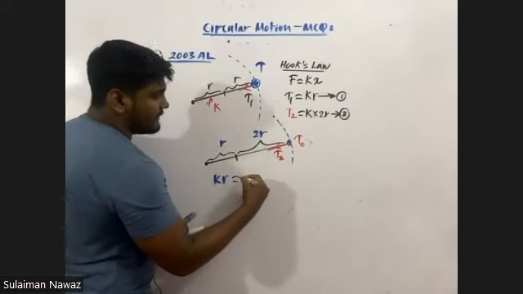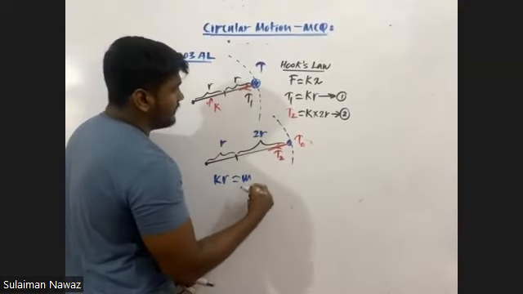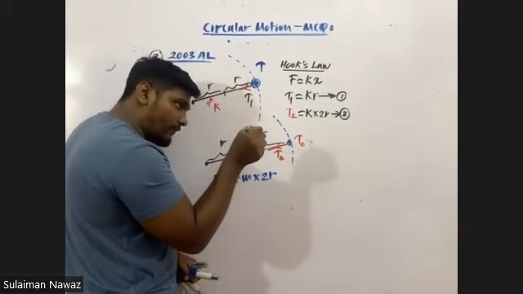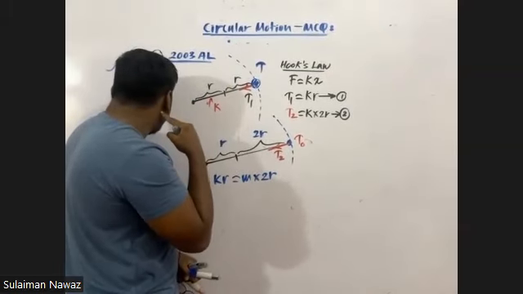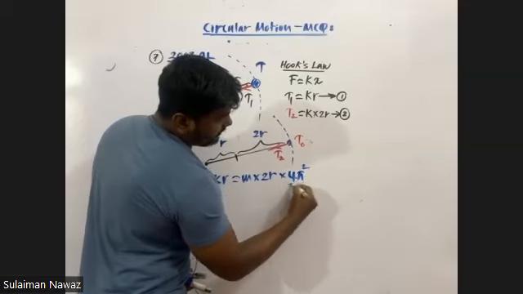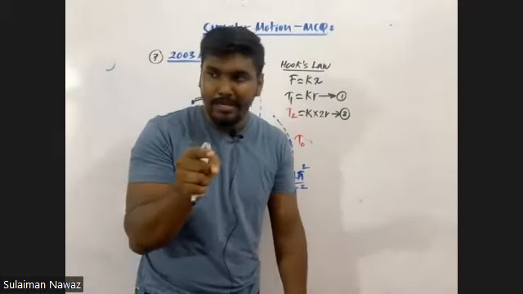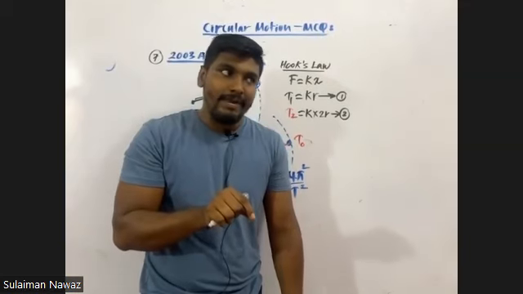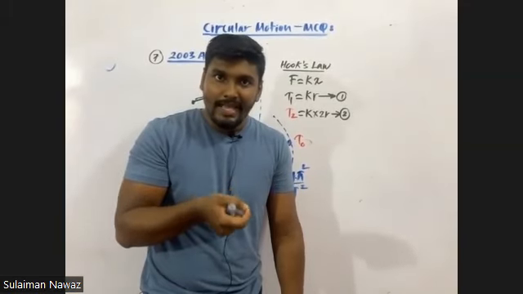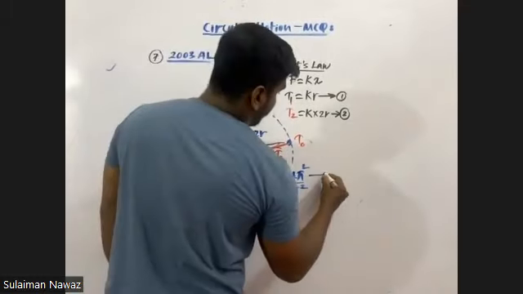F equals ma, mass m, r omega squared, because we want to find the time period. Now the radius is r. Omega squared means what? T equals 2 pi over omega, so omega squared means 2 pi over capital T, whole squared, that means 4 pi squared over capital T squared. Rather than writing all the steps: F equals ma, where a means centripetal acceleration, which is r omega squared. Omega is 2 pi over capital T, so omega squared is 4 pi squared over capital T squared. That's what I have written here, equation 1.